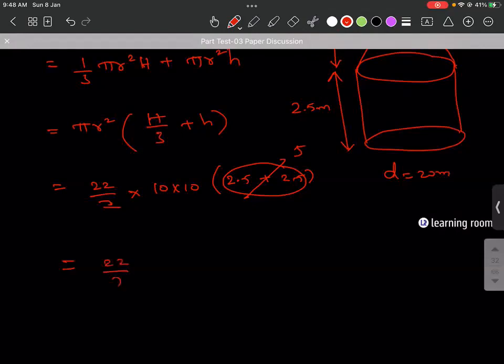So it is going to be 22 by 7 into 500. So 11000 divided by 7 meter cube should be the answer.